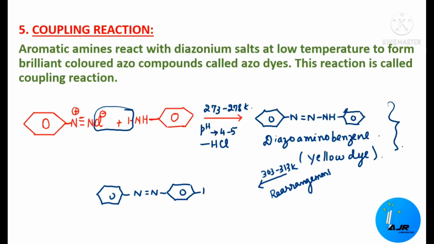So this compound is otherwise called para amino azobenzene. See, in the para position, this is the para position, so the amino group is present in the para position. So para aminoazobenzene, understood, students? This will also have yellow color.